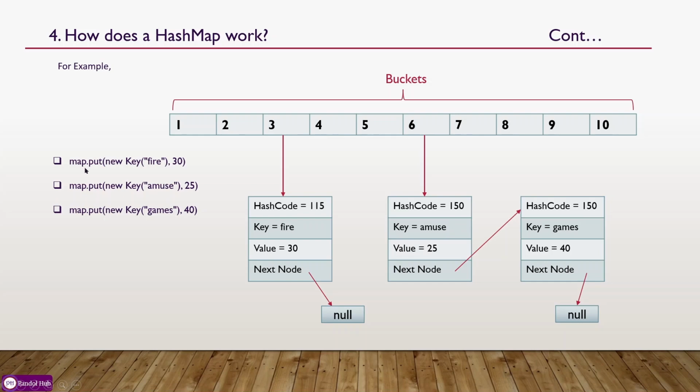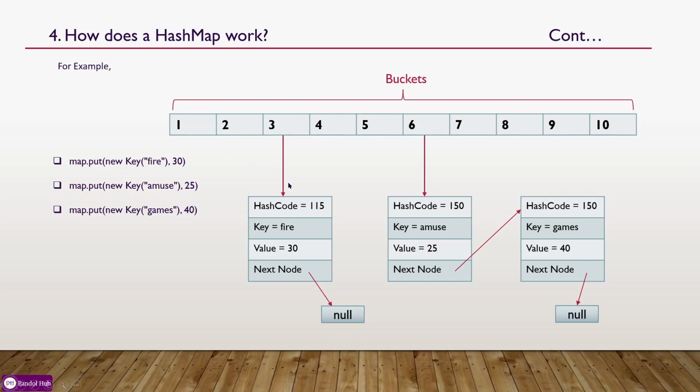Now I am putting a value of 30 with the key fire. This object gets a hash code value calculated using the Object class hashCode method, and using the hash code, it is going to identify the bucket.